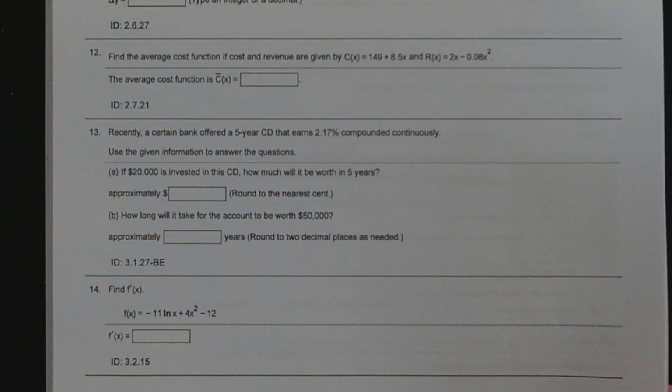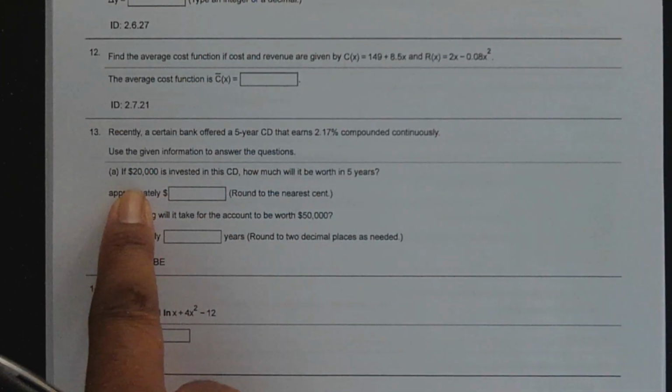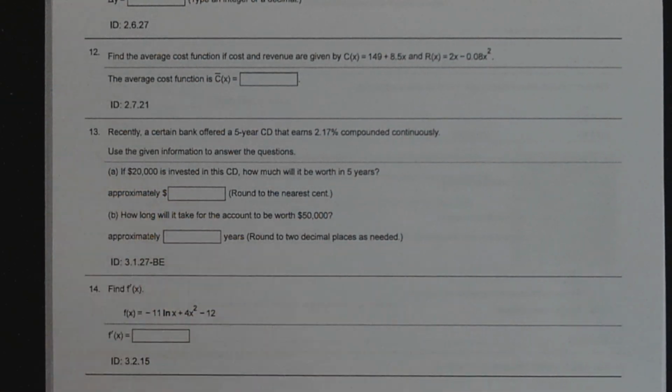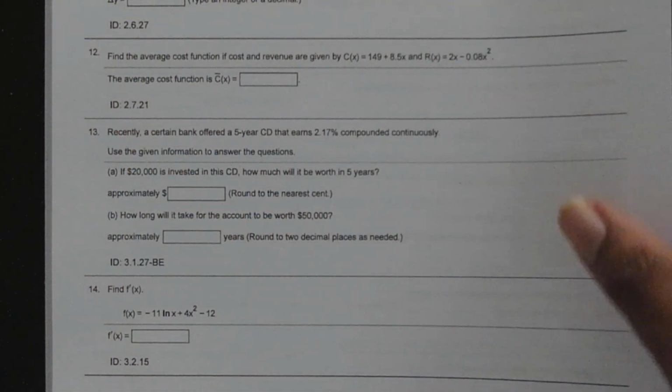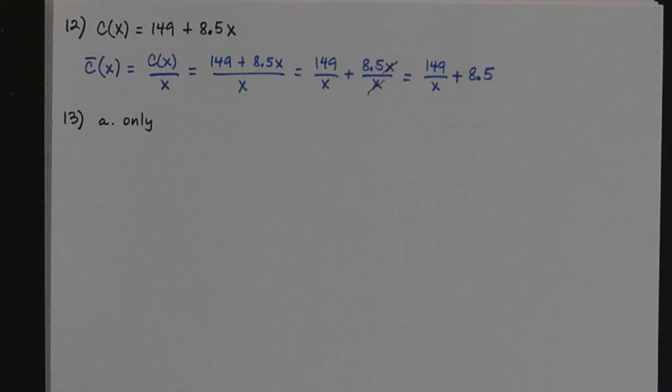Recently, a certain bank offered a 5-year CD that earns 2.17% compounded continuously. And I want to use this information to answer part A only. If $20,000 is invested in this CD, how much will it be worth in 5 years? And we're going to round to the nearest cent, or 2 decimal places.